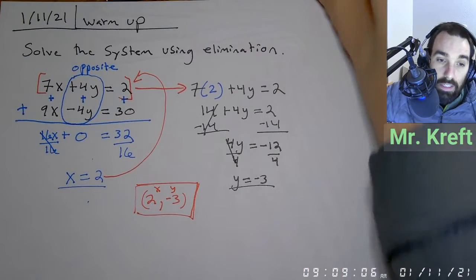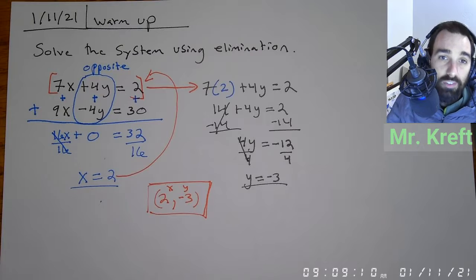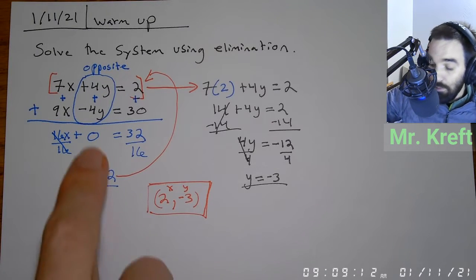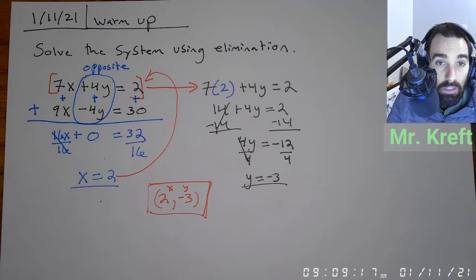Okay? So does anybody have questions with this setup? Because this is the basic setup. We're going to add one step today, and that step is going to be like, well, what happens if we don't have opposites? Does that mean we can't use elimination, or do we have to do an extra step?